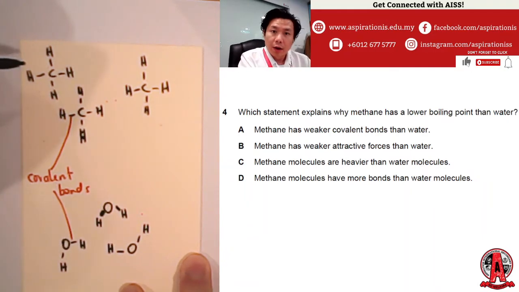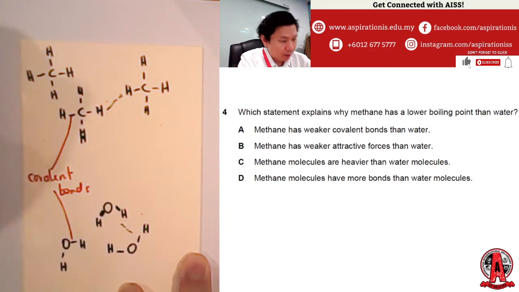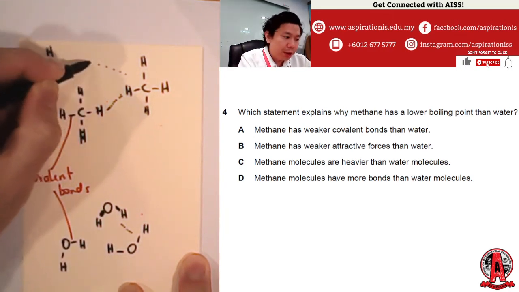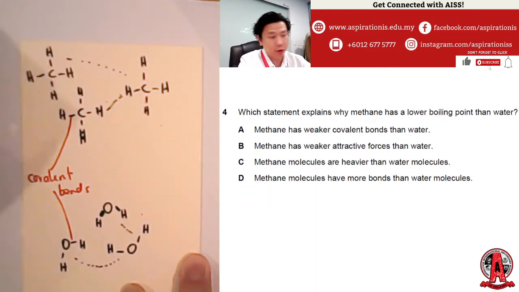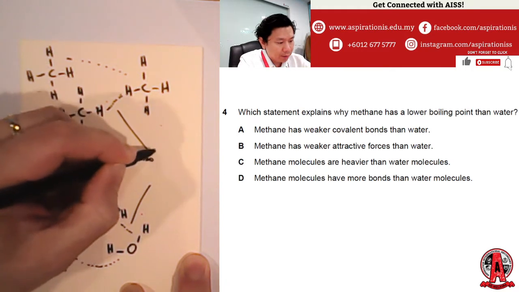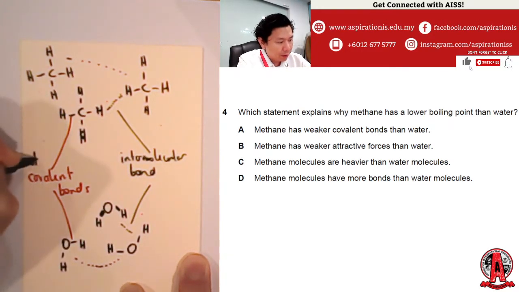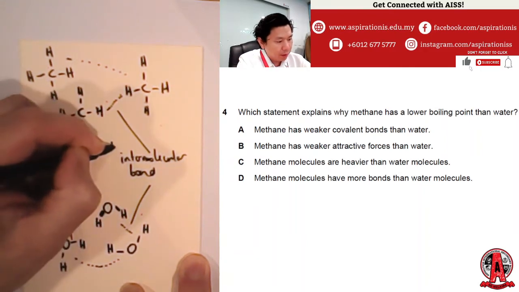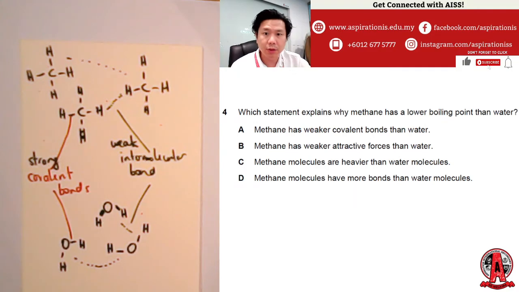Now, these bonds, the bonds between the molecules that I'm representing as dotted lines, those are intermolecular bonds. So the covalent bonds are strong, but the intermolecular bonds are weak, and that is the bond that we are talking about. So covalent bonds are strong. So immediately you know the answer is not A.